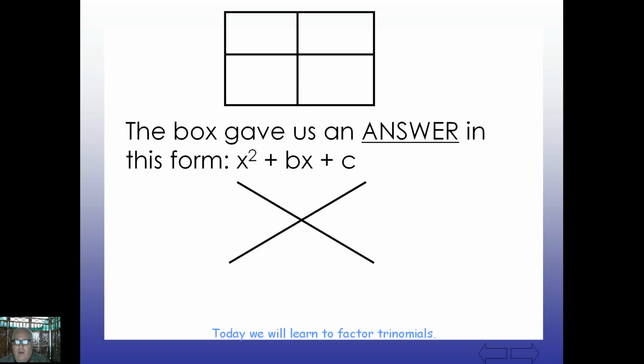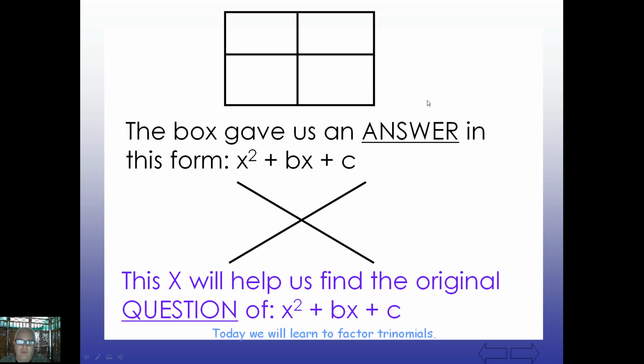Not in this sense. Alright, now if you recall, the box gave us an answer in this form. Way back in maybe Unit 2 or somewhere in the past, we looked at where we had the box. And we took the box and we multiplied it. And I told you that we were going to be able to use the box to help us later on. Well, here we go with that. The box gave us an answer in this form, x squared plus bx plus c. Now, this x, the one I wrote right below it, is going to help us find the original question. So what's going to happen is they're going to give us the answer, and now we have to work backwards. So we're going to be able to use the box now, which we already know how to use to multiply to a trinomial. Now we're going to take it apart.